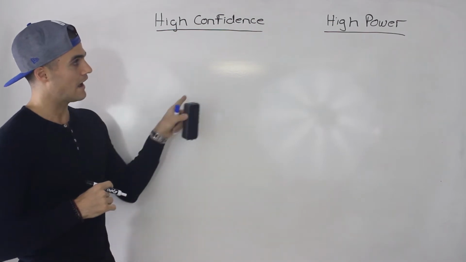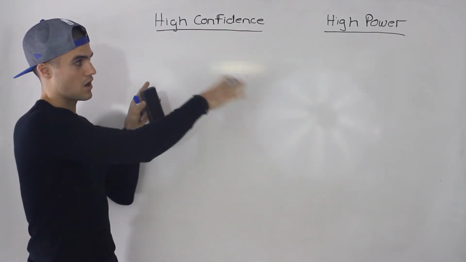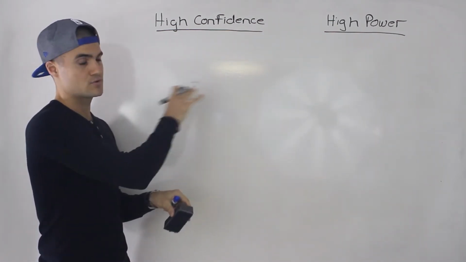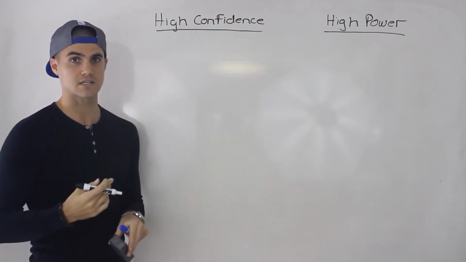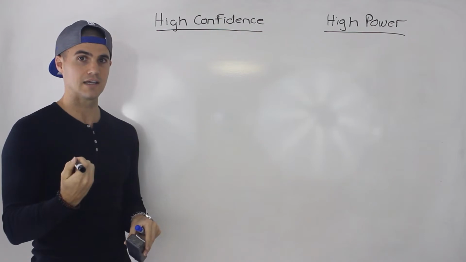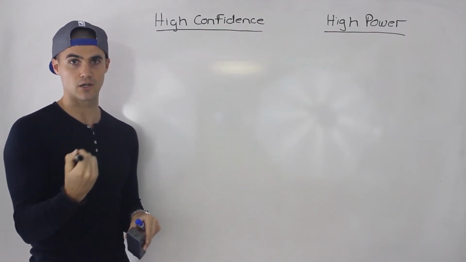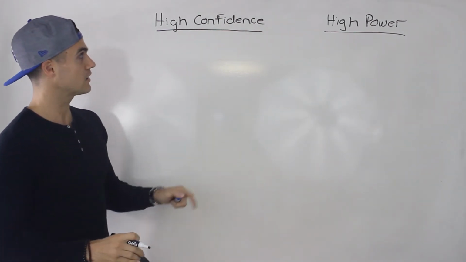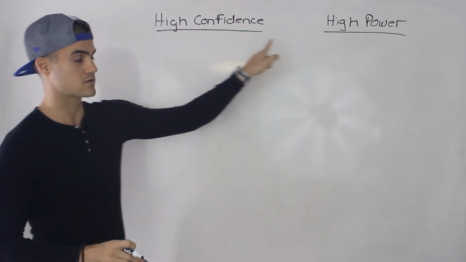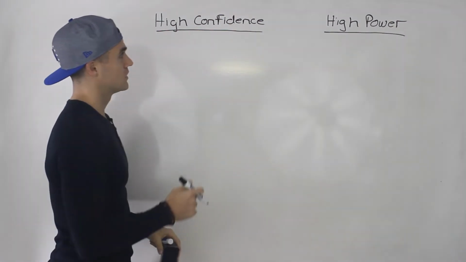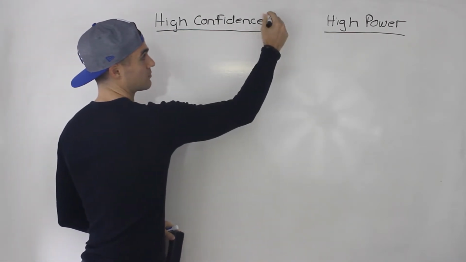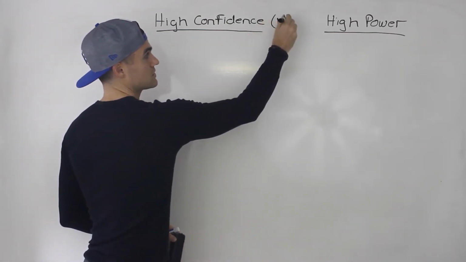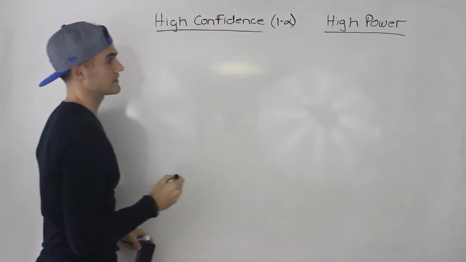And so high confidence, high power, as we saw on the tree, it's two different correct decisions you can make with hypothesis testing. And so what I want you to pretend is like you're a judge in court. And you're either going to be a judge of high confidence or high power. So if you're a judge of high confidence, we showed that the probability of making that correct decision was 1 minus alpha.